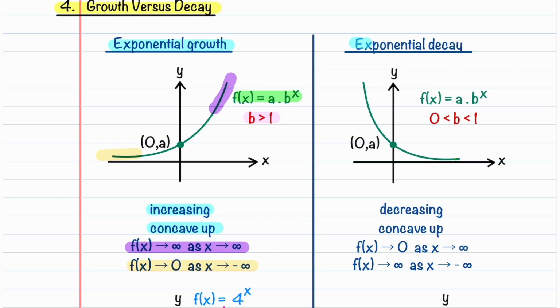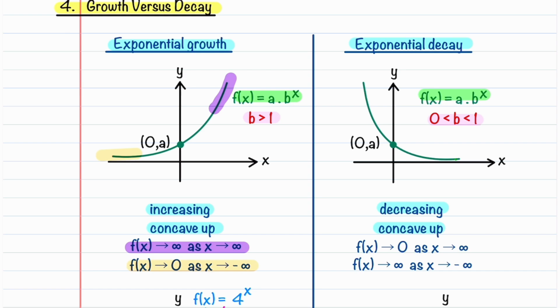Let's now talk about exponential decay. A function that exhibits exponential decay looks like f of x is equal to a times b to the x, but here our base b is between 0 and 1. A decaying exponential function decreases and it's concave up.